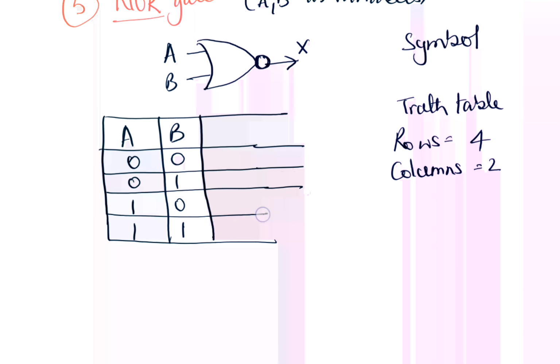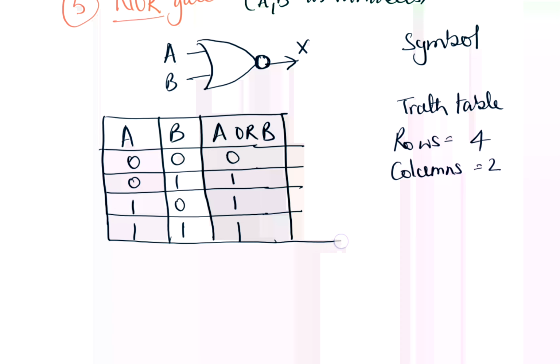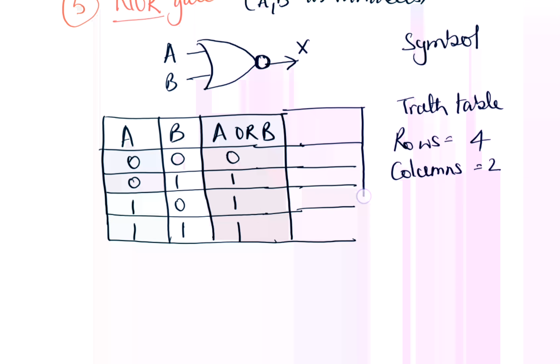First, we are going to find out the values for A OR B. If either of the two is 1, it becomes 1. So both are 0, 0, 1, 1 and 1. Now, to get the NOR, let's complete the table. So X is equal to A NOR B has to be the opposite of this. So it becomes 1, 0, 0 and 0. Let's look into the expressions.